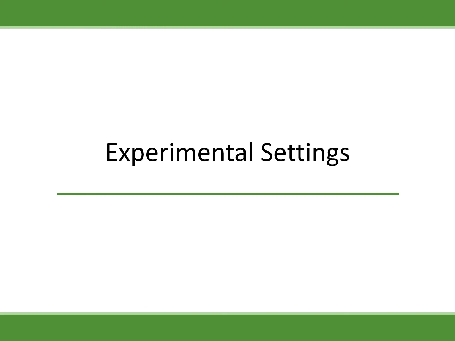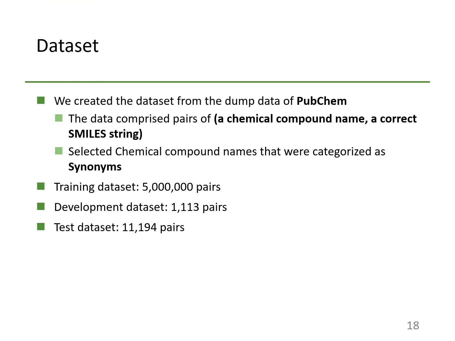Next, I'd like to talk about experiments. We created a dataset from the dump data of PubChem. The data comprised pairs of a chemical compound name and a correct SMILES string. We selected chemical compound names that were categorized as synonyms.